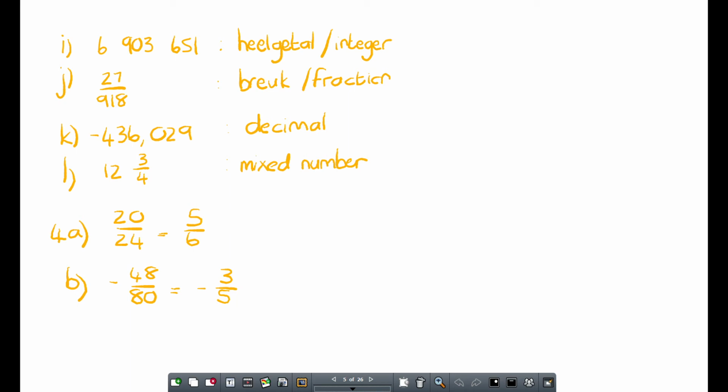Okay. Right. So at 4a, that would be simplified to 5 over 6. B, we would simplify that to negative 3 over 5. Hands up, we're still copying? Okay, tell me when you're done.